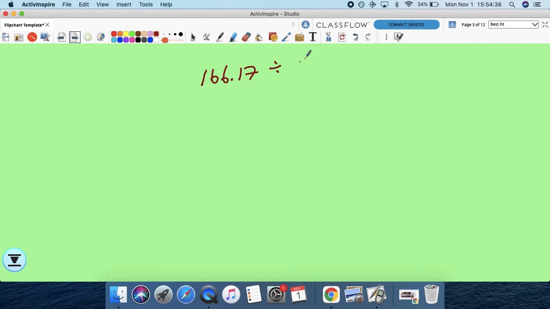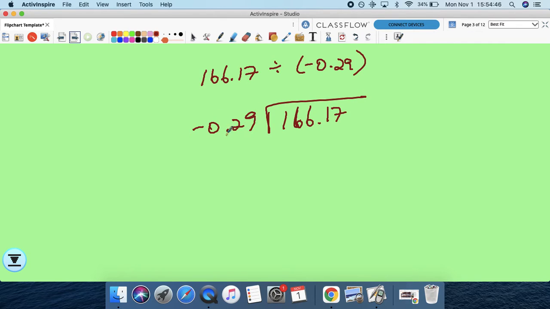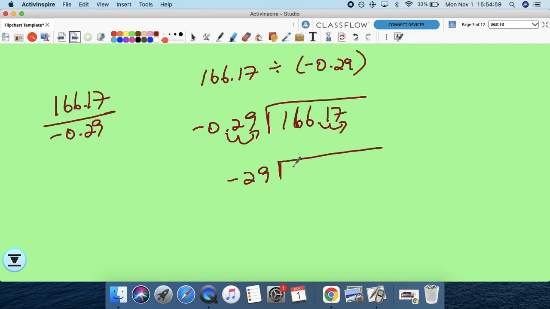166.17 divided by negative 0.29. So let's move the decimals, 1, 2. And over here, I think I forgot to do that in the previous question. So move it 2 over, it becomes negative 29. Move this 2 over, it becomes 16,617. The decimal is right here, if you need it.